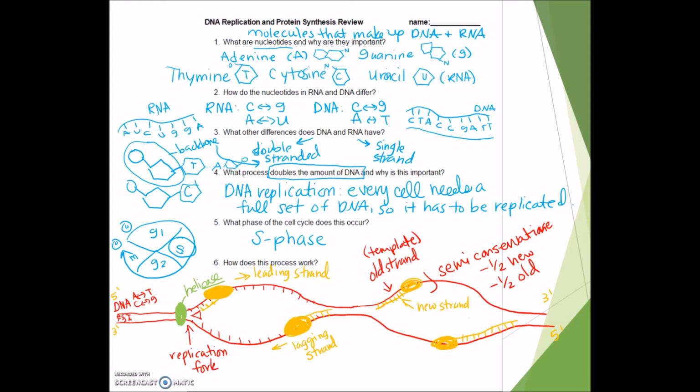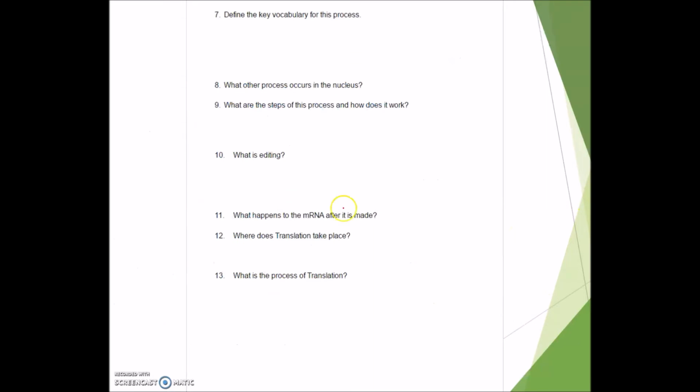All right, we talked about helicase and DNA polymerase. I should label this DNA polymerase. Okay, this is all happening in the S phase. We're going to get double the amount of DNA. That's going to make our chromosomes for our next stage. Okay, so let's go to this page.